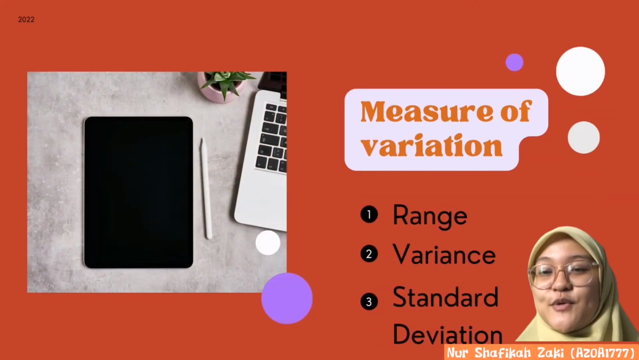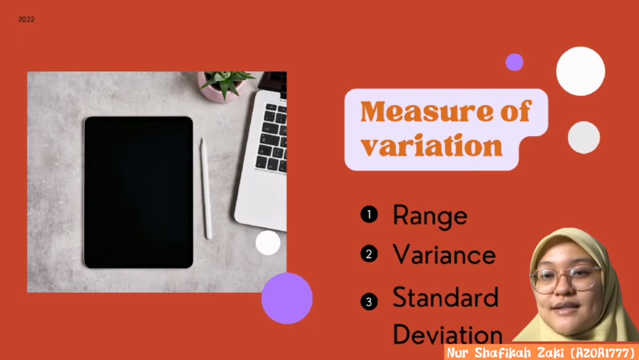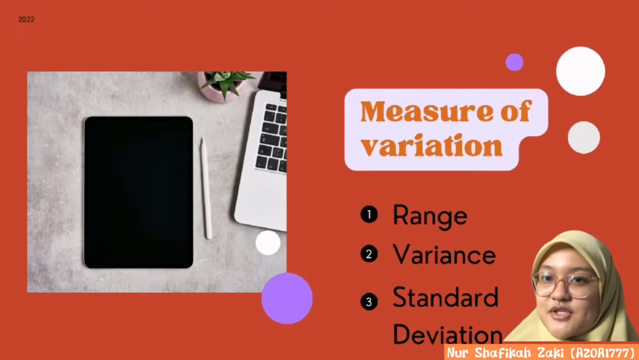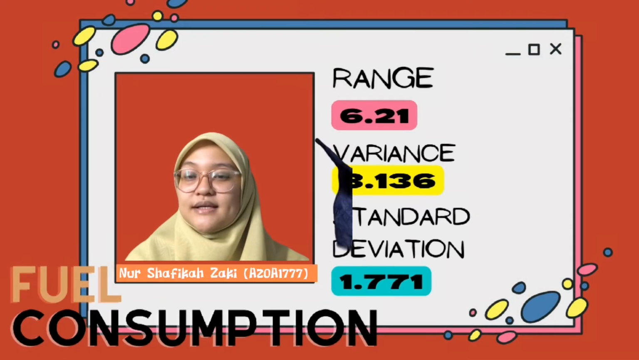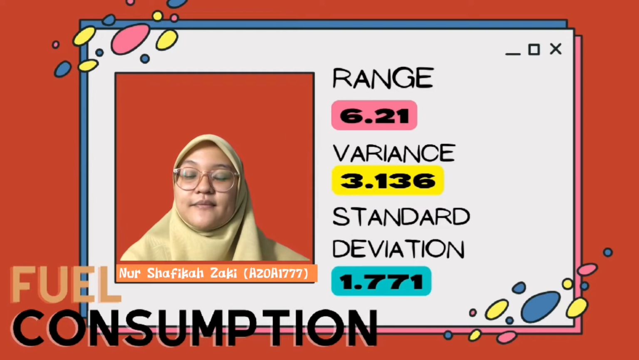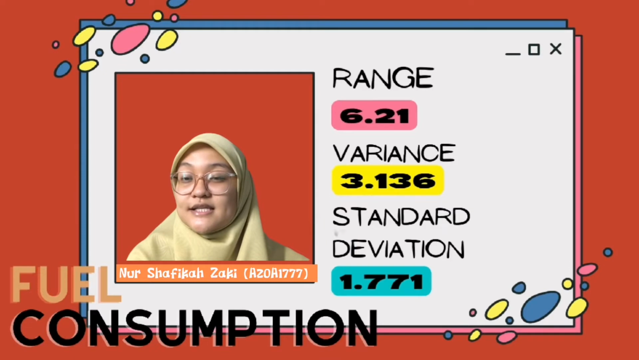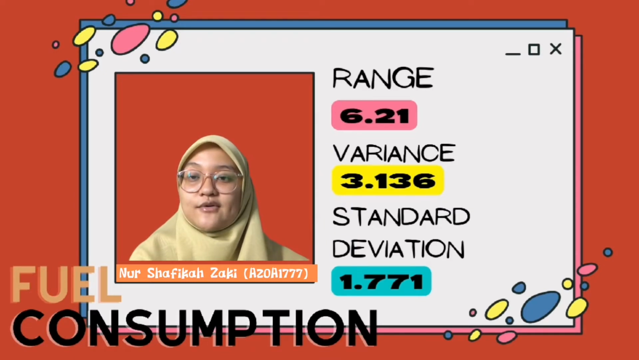Last but not least, we move to the third one, which is measure of variation. There are three types: we have the range, the variance, and the standard deviation. Next, we move to liter per 100. The range is equal to 6.21, the variance equal to 3.136, and the standard deviation equal to 1.771.